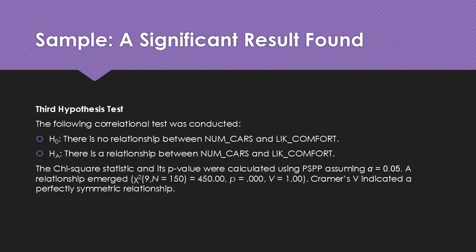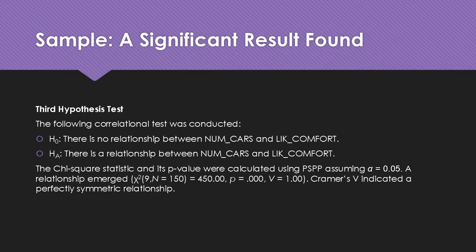The third hypothesis test was to find a correlation between num cars and like comfort. The null hypothesis, therefore, would seek to state that there is no relationship between num cars and like comfort. The alternate hypothesis states there is a relationship between num cars and like comfort. In this example, we have the following data results. The degree of freedom is 9, and n is 150. This is the same as the past two tests. However, this time the chi-square is 450, p-value is 0.000, and v is 1.00.